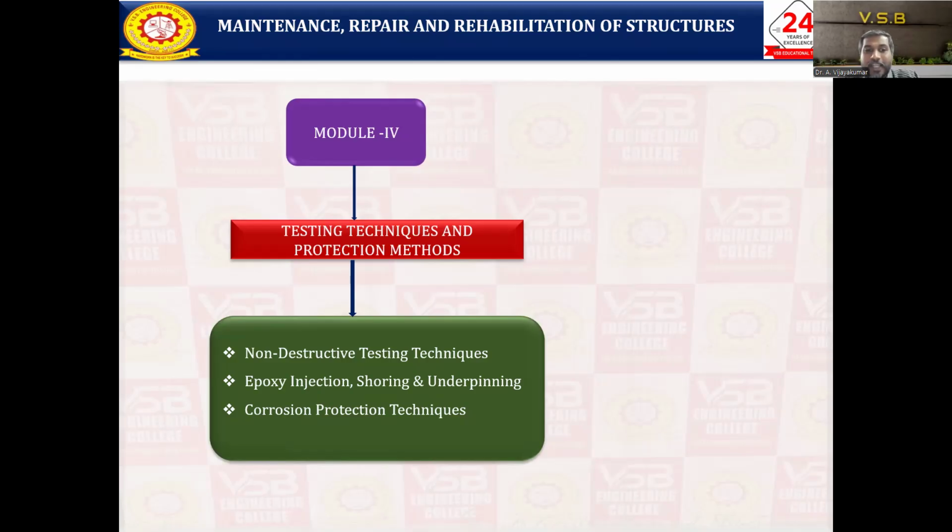A classical example is epoxy injection, along with shoring and underpinning. These are repair techniques. The final topic is protection methods, exclusively for concrete, such as corrosion patterns. What are the causes of corrosion? Once corrosion occurs, how does deterioration happen? How do we monitor the corrosion? How do we protect against it? We will discuss various corrosion protection methods for our structure, everything in detail in Module 4.